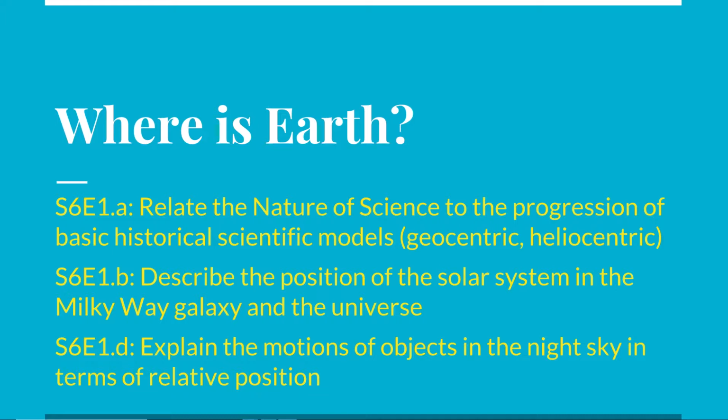1, we're going to relate the nature of science to the progression of the basic historical scientific models, geocentric and heliocentric, so that Earth is at the center of the solar system and the Sun is at the center of the solar system. We're also going to describe the position of Earth in our solar system, in the galaxy, and in the universe. We'll explain the motions of objects in the night sky in terms of relative position.